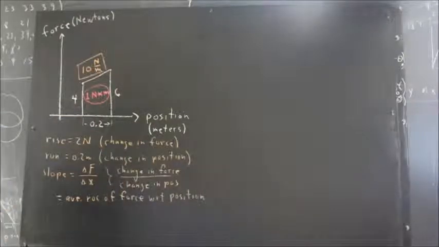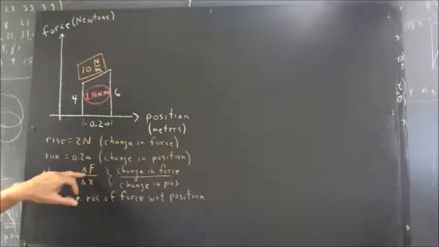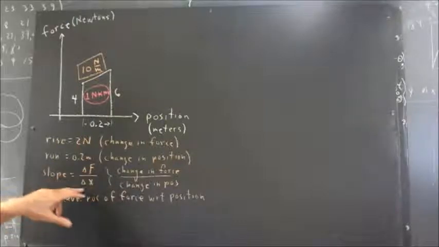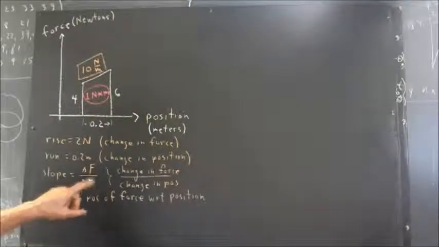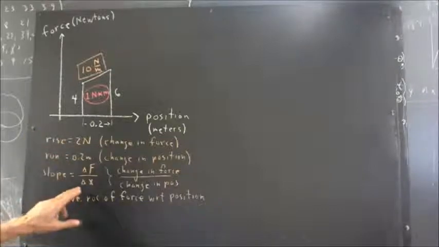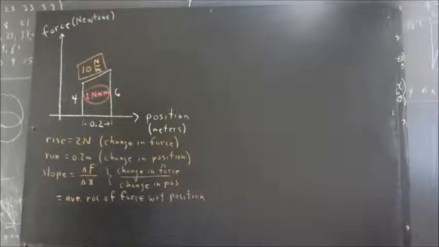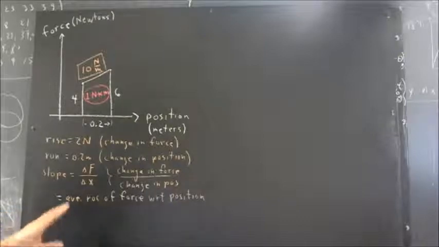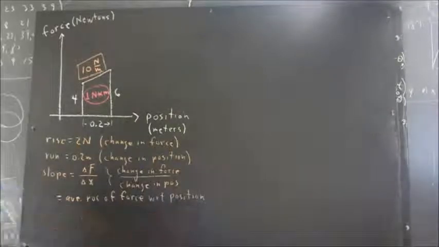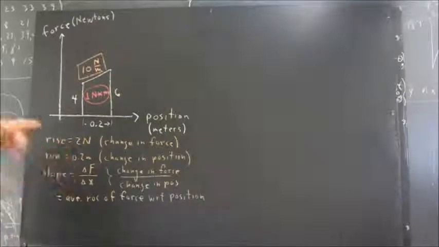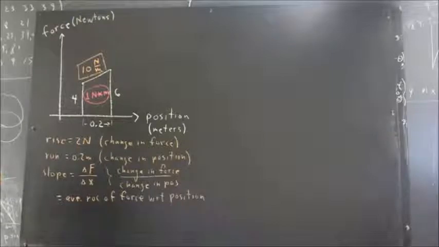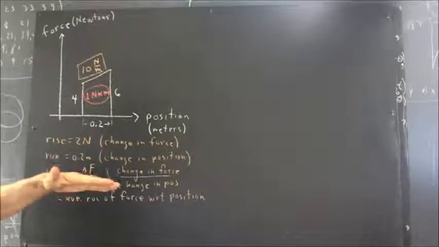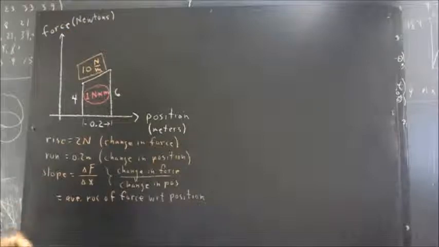So the slope represents the change in the force, which I'll designate as delta F, over the change in position, which I'll designate as delta X, using the familiar convention that delta means change in. And that is just the average rate at which the force changes with respect to position. This means that as we change our position, on the average, at least between these 2 points, for every meter of change in position, we have a 10 newton change in force.